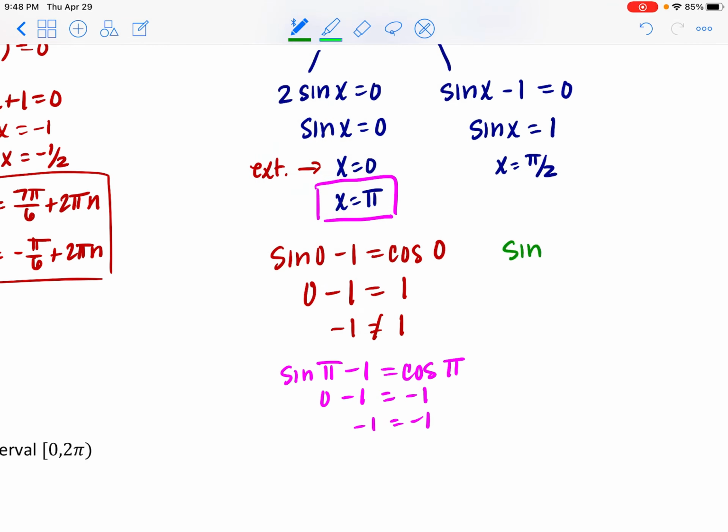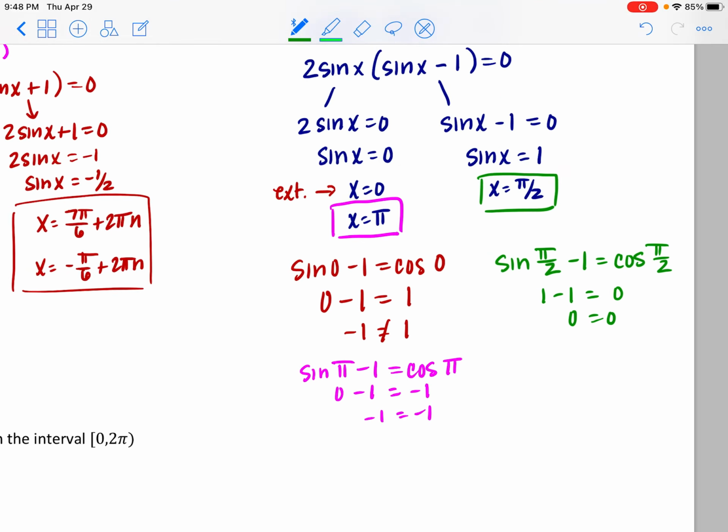The sine of pi over 2 minus 1 should equal the cosine of pi over 2. So the sine at pi over 2, or that's the sine at 90 degrees, is going to be 1. And the cosine at pi over 2 is going to be 0, and 0 does equal 0. So this is going to be a valid solution for us as well.